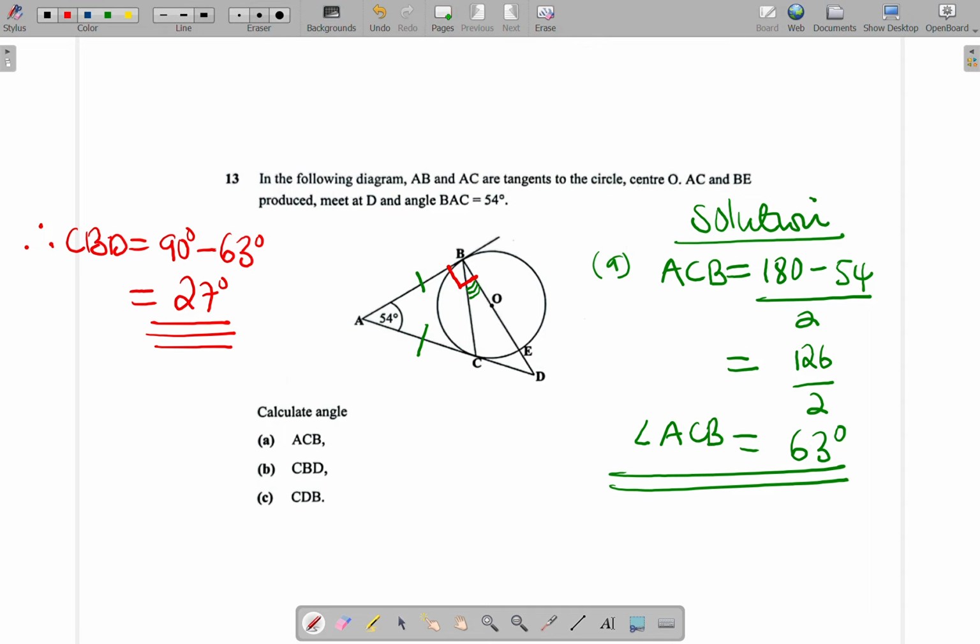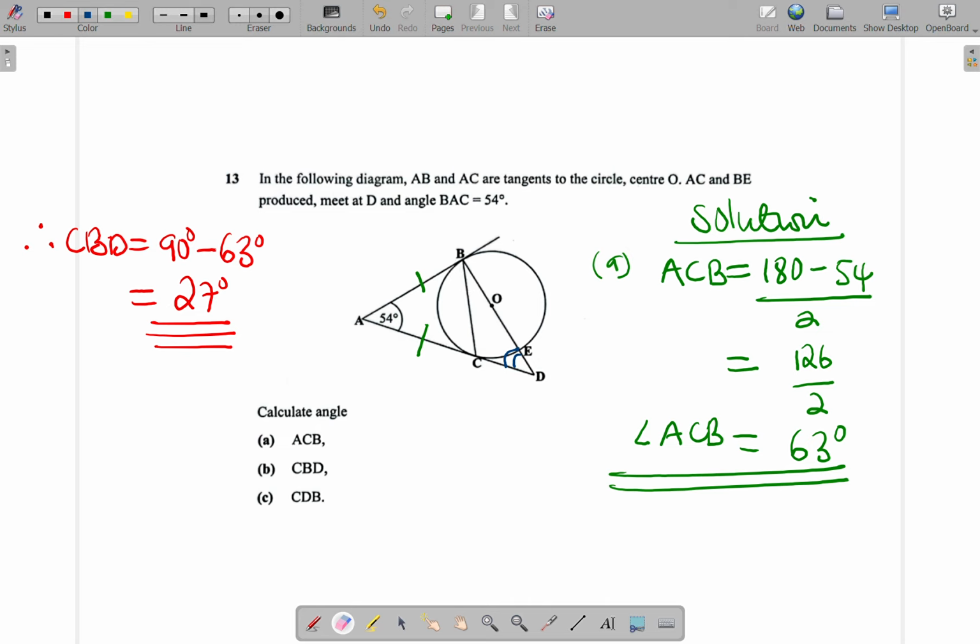Now, what about angle CDB? So this one was CBD. Now, what about CDB? So CDB is this angle there, this angle here. What is this angle here? That is what they're asking us. Now, look here. I will just clear this. You can rewind the video a bit if you want to look at it nicely. So I'll do that so that you are able to see it nicely.